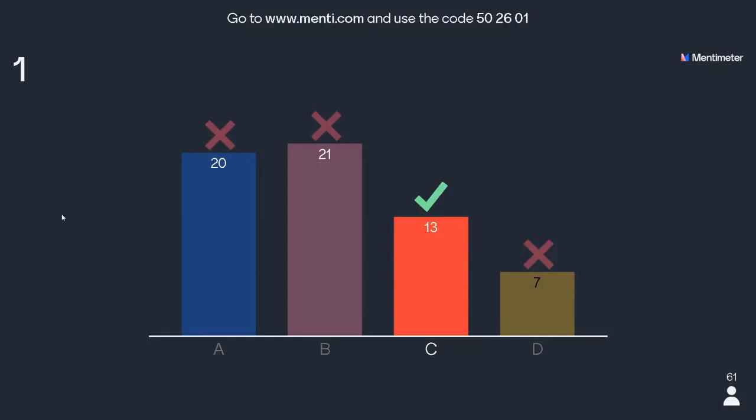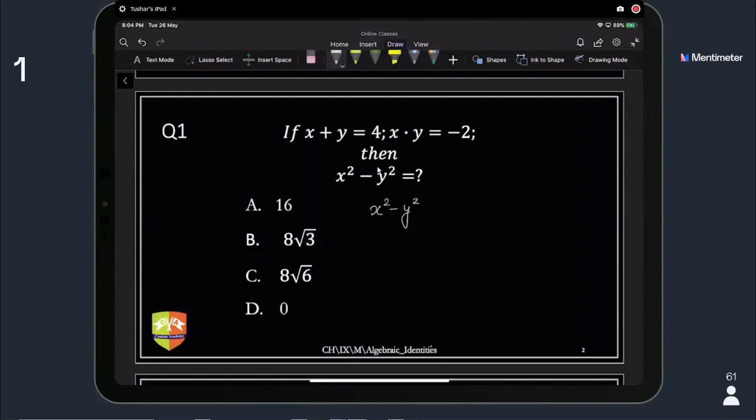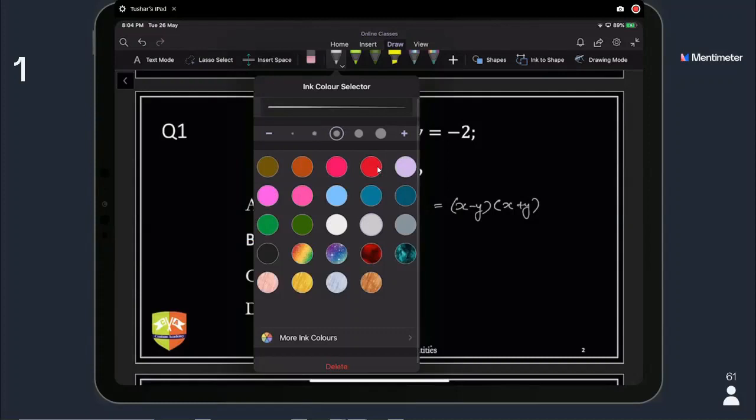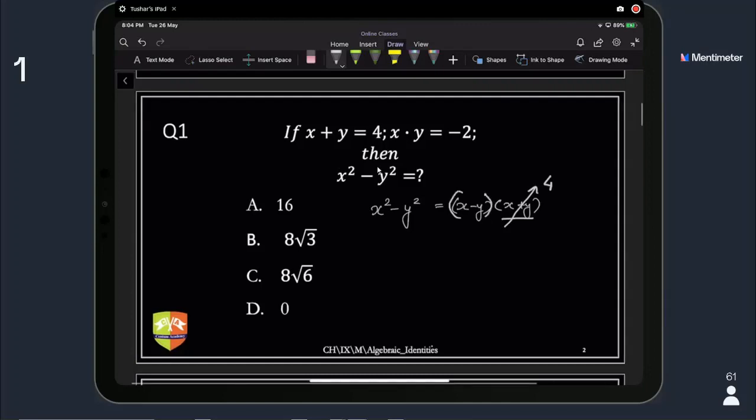Okay, so let me solve it. So x square minus y square is how much? Simply x minus y and x plus y. Identity. You only wanted identity, so here is the identity. Next, x plus y is anyways given, right? This value is 4, no problem. You needed to find out x minus y. And x plus y is equal to 4.